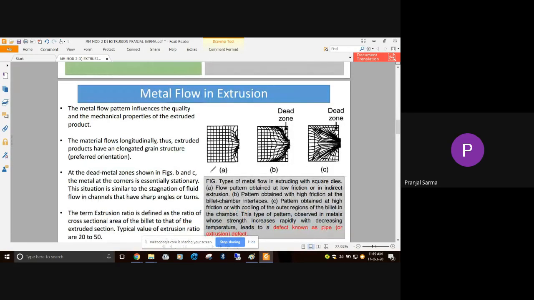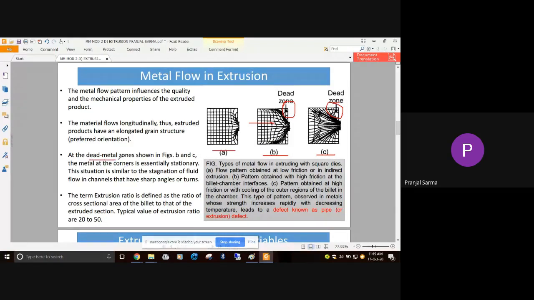Later we discussed how the metal flows in extrusion. There we have seen 3 cases: one for the low friction case, the next for the high friction case, and one for high friction or with cooling of the outer regions of the billet in the chamber. There we have seen the dead zone, where essentially the metal doesn't flow and it's kind of stagnant, and how the metal deforms.